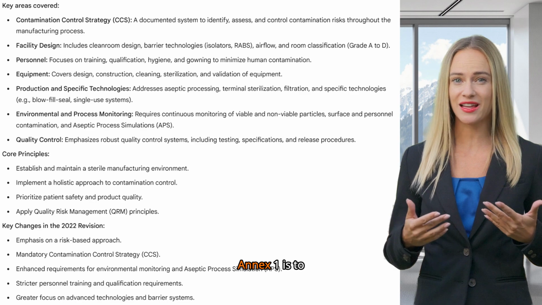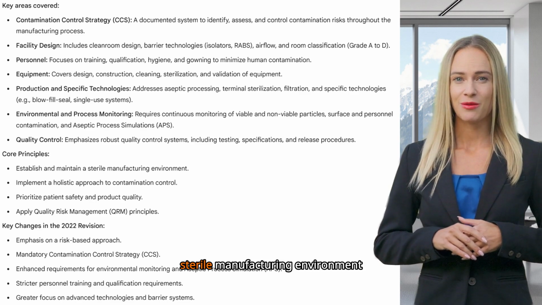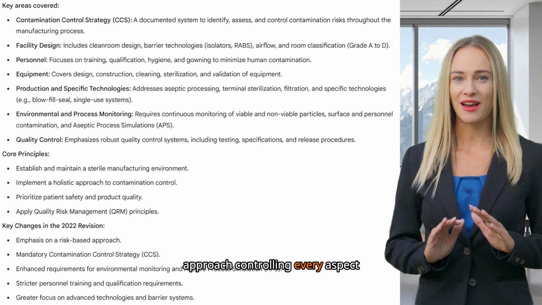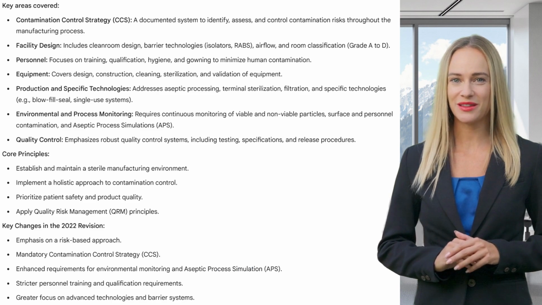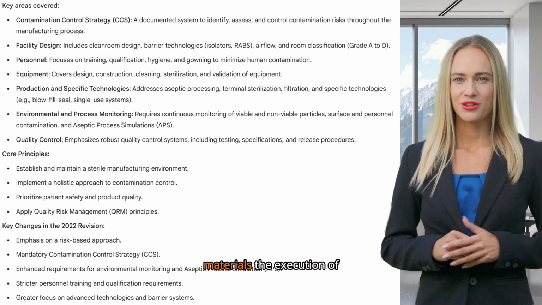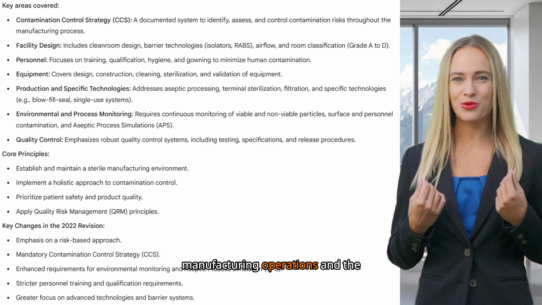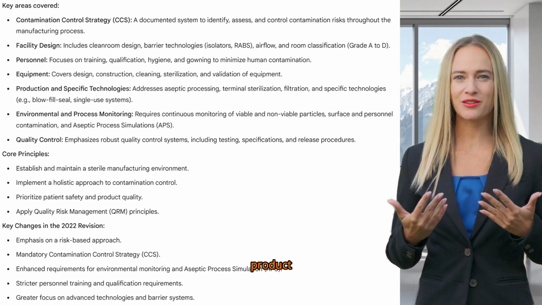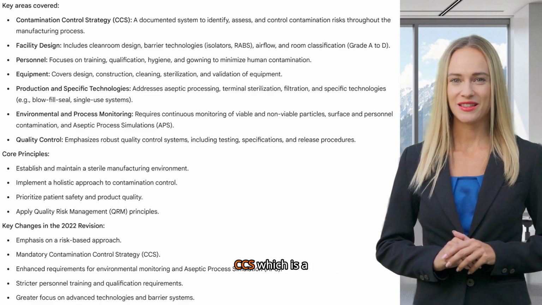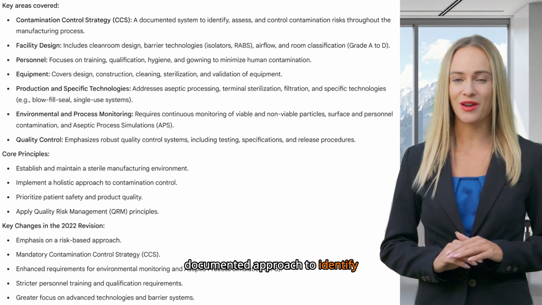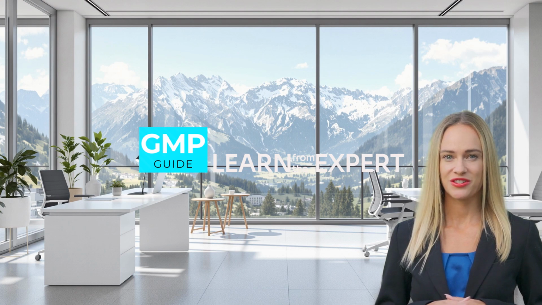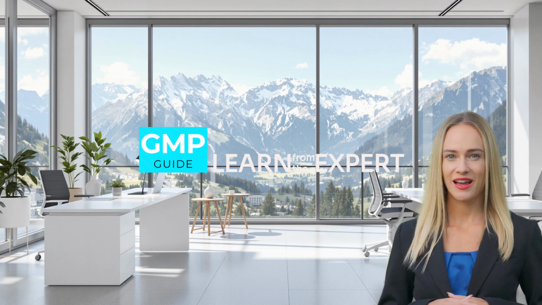The core principle of Annex 1 is to establish and maintain a sterile manufacturing environment. This requires a holistic approach, controlling every aspect of the production process. It starts from the initial design of the facility and extends to the sourcing of raw materials, the execution of manufacturing operations, and the release of the finished product. A key element is the Contamination Control Strategy, CCS, which is a documented approach to identify, assess, and control contamination risks.